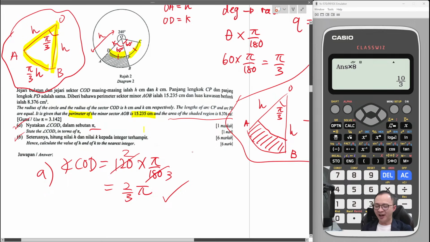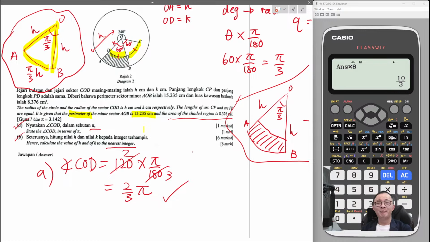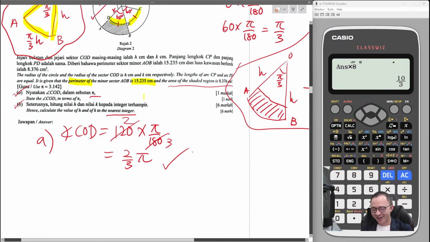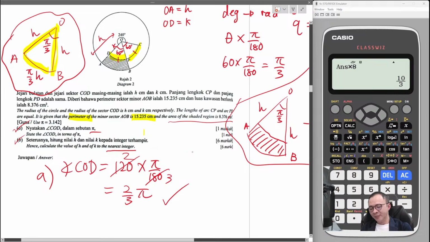Hence, calculate the value of H and K to the nearest integer. Nearest integer basically means whole number. 1, 2, 3, 4, 5 is an integer. -1, -2, -3 are also integers. Sorry, my grammar is so fail. Okay, so yeah.